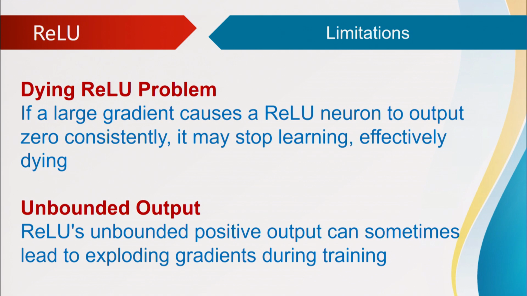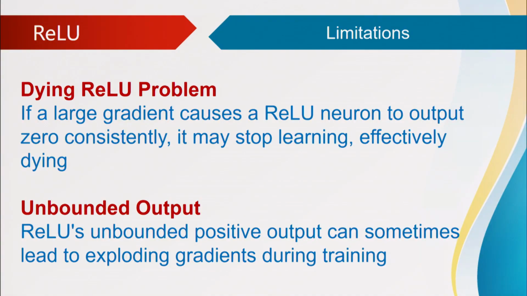Now, moving on to the limitations of ReLU. ReLU has a dying ReLU problem. Here, if a large gradient causes the ReLU neuron to output 0 consistently, then the learning process will stop, and the model will effectively be in a dying position. The other disadvantage is unbounded output. Here, ReLU's unbounded positive output can sometimes lead to gradient exploding during the training process. So, these are the two limitations we have with the ReLU function.